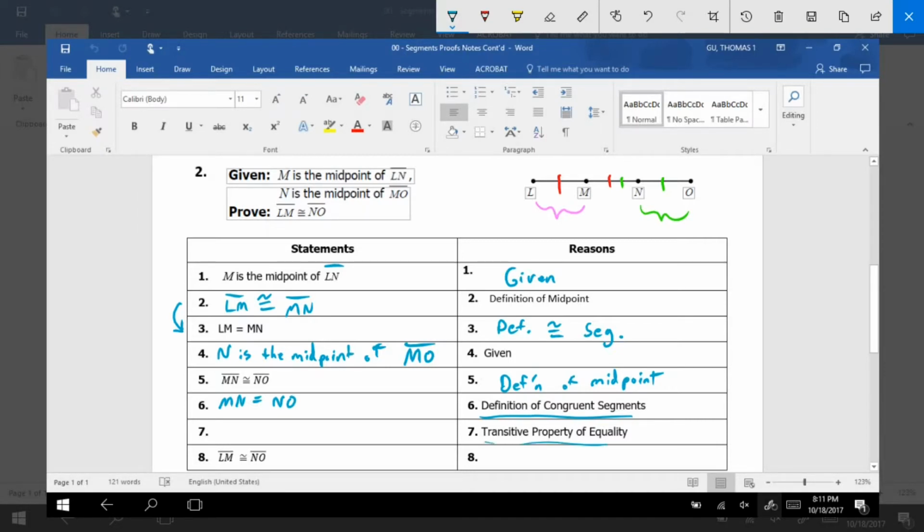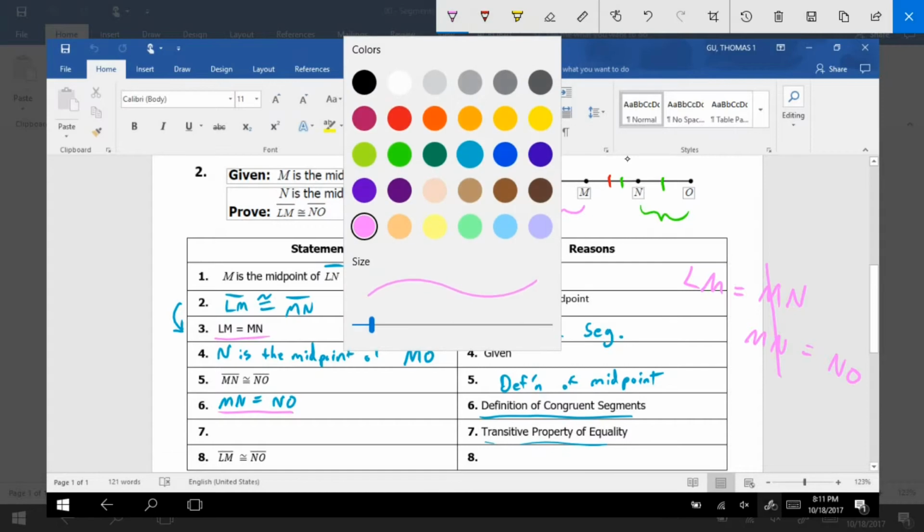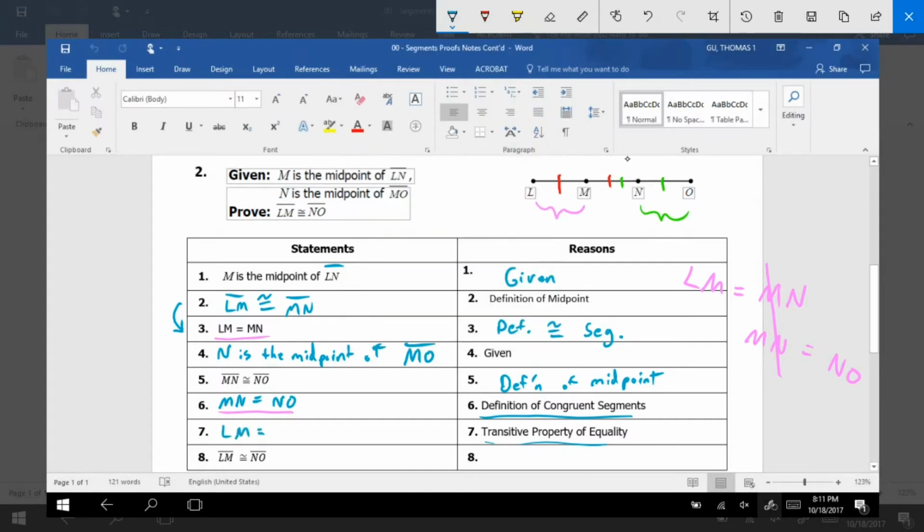All right. Next, you can see that they're using the transitive property of equality. What does that say? Well, look right here. If LM equals MN in step 3, LM equals MN. So I'm going to write it out here too. LM equals MN. Then in step 6, we see that MN equals NO. Then I can just cross the middle one out. Boom! And LM equals NO. So then in this space, we're going to write LM equals NO. Okay, so that's by the transitive property of equality.